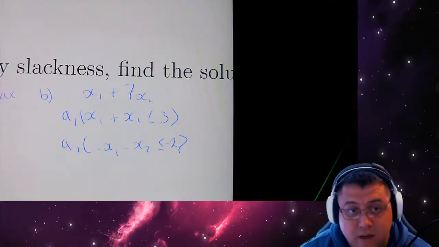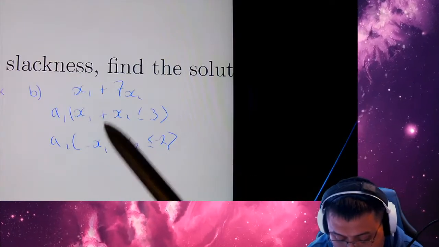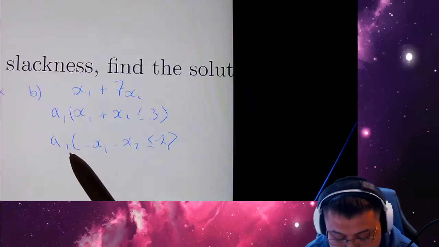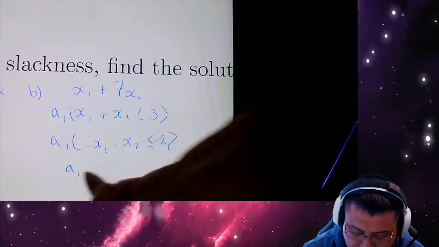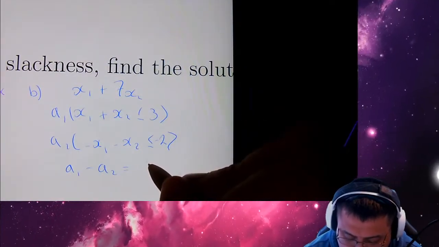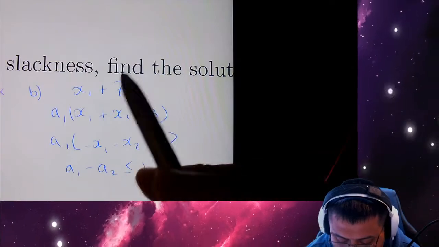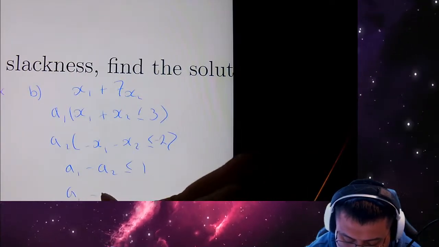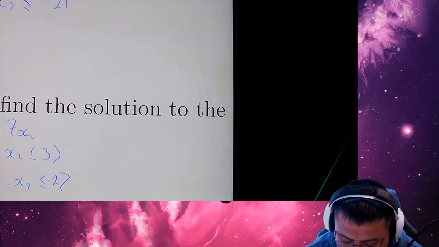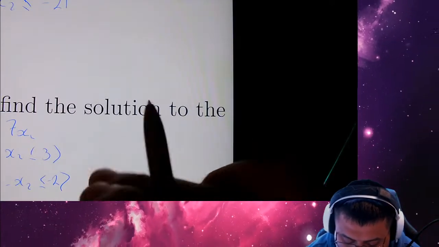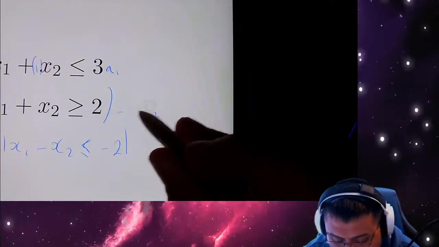Then what you do is what we were talking about. So a1 times this coefficient plus a2 times this coefficient, which is negative 1, is equal to this one. So you get a1 minus a2 is less than or equal to 1. And same thing, a1 minus a2 is less than or equal to 7. And the minimize part this time is we reverse it, and what we're minimizing is these. So this would be 3a1 and 2a2, or negative a2, because we got the negative.